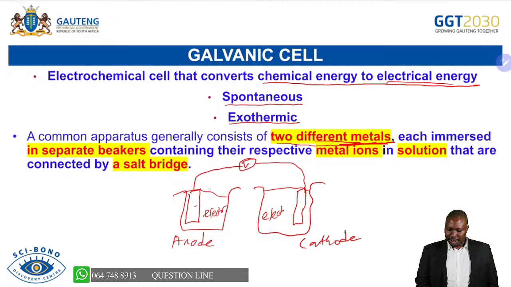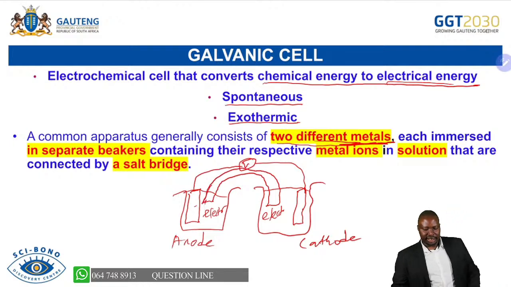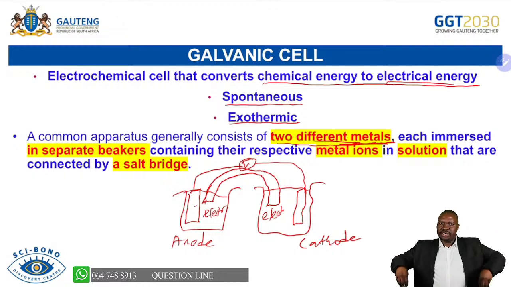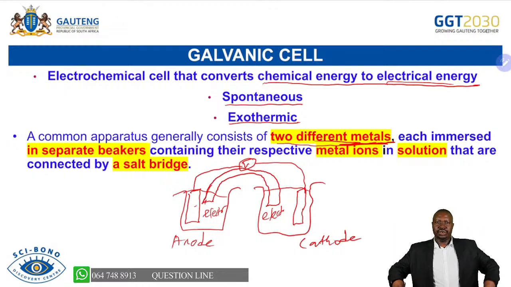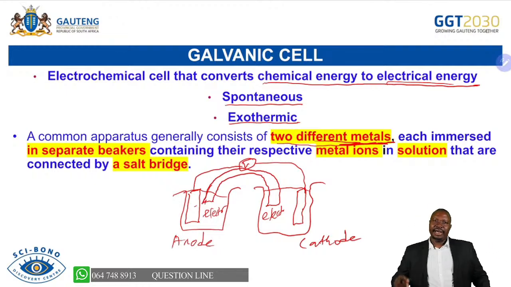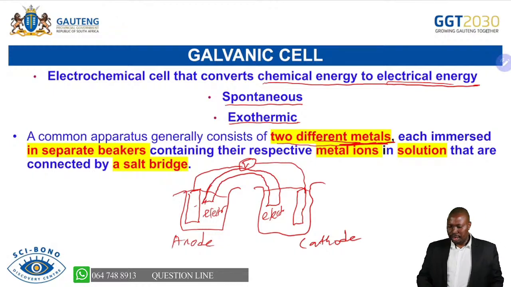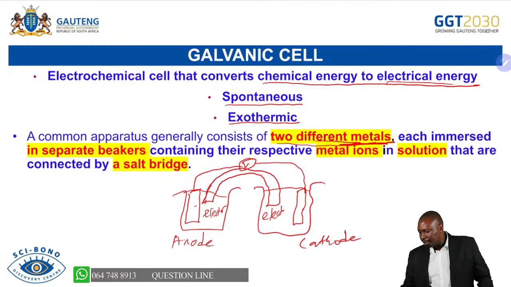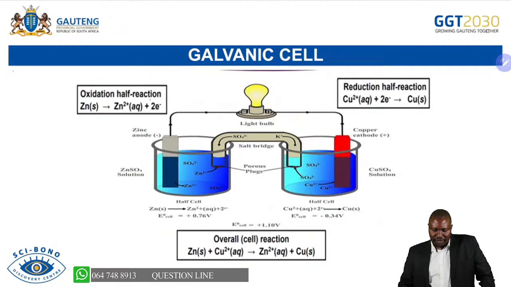So we have a salt bridge, which is now to complete the circuit. I'm giving you the first function of the salt bridge: to complete the circuit. So the circuit is complete when it's like that. So we have two electrodes. They are immersed inside the electrolyte, which you said is a solution that conducts electricity. And we are saying now we must have a salt bridge that will complete the circuit. That is the first function of the salt bridge. We'll talk about the rest as we move with the section.